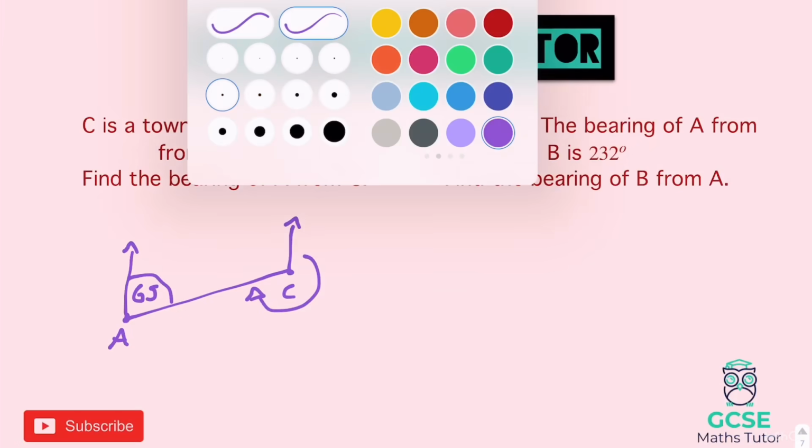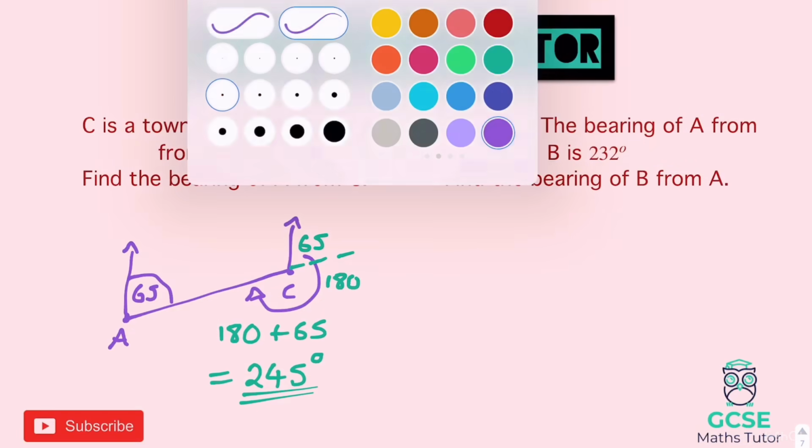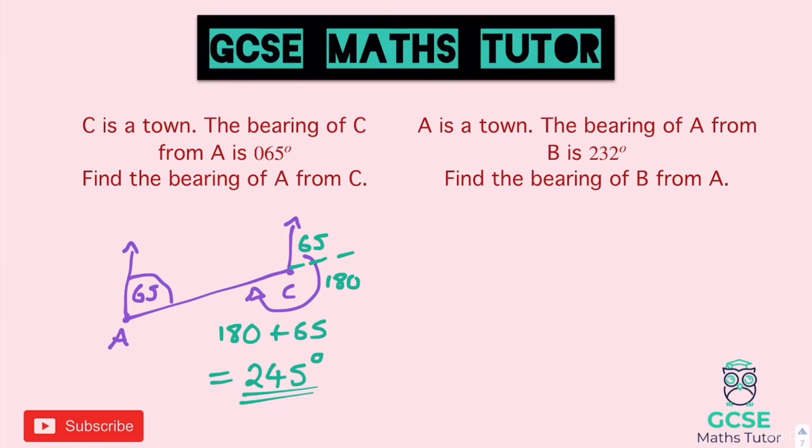So again, completely up to you what method you use. I'm going to extend the line. So this is 65. This is 180. We have them both together, and 180 plus the 65 is 245 degrees. There we go. So there is our bearing. I find that method quite easy, and I sort of prefer that to the other one actually when they're a little bit more simple like this.